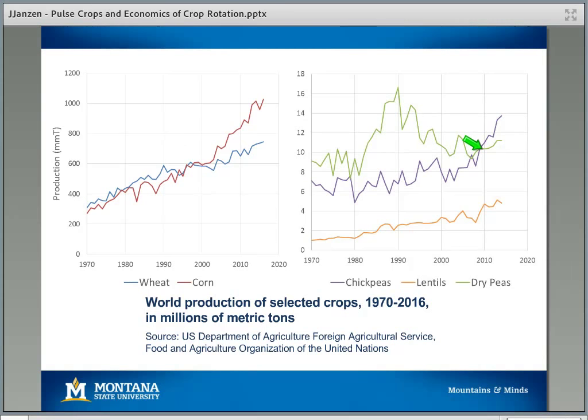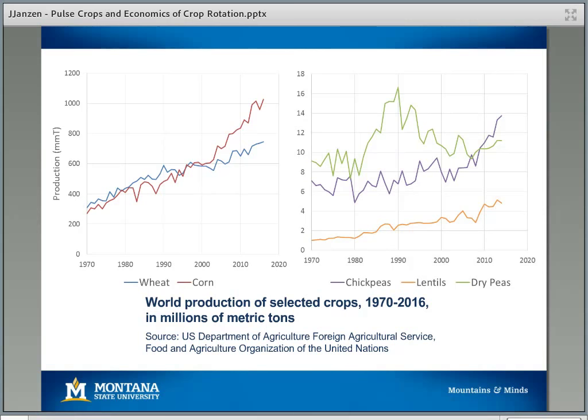Pulse crop production has increased slightly over this period for peas, but there is a noticeable decline between about 1990 and today, and that's due in large part to the fact that feed use for peas is much lower, especially in Europe. So Europe used to use a lot of peas as animal feed. They don't do that anymore. But nonetheless, we've seen an uptick in growth, at least over the last decade, for dry peas as well.